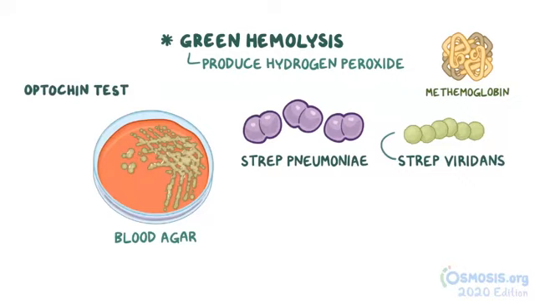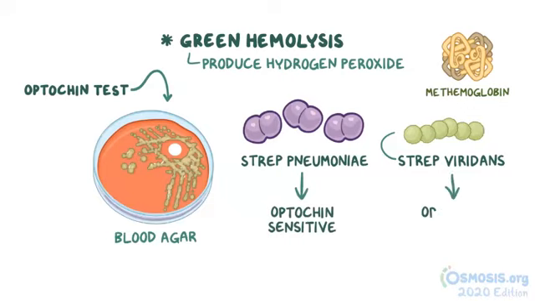That's where an optochin-containing paper disc is placed on a plate of blood agar that has been inoculated with the bacteria. With strep pneumoniae, the growth of the bacteria is inhibited in the zone that surrounds the optochin disc, meaning that strep pneumoniae is optochin sensitive. On the flip side, strep viridans are optochin resistant, meaning that there's no inhibition of growth around the optochin disc.